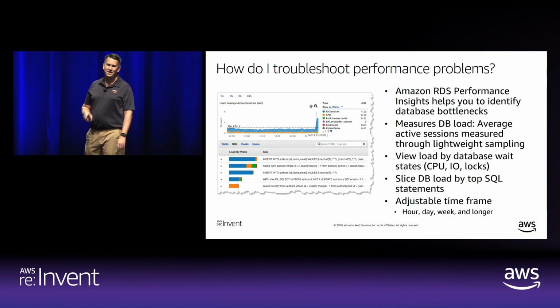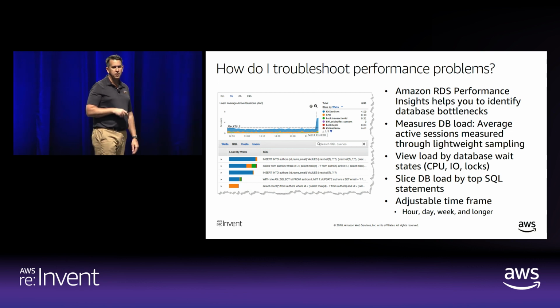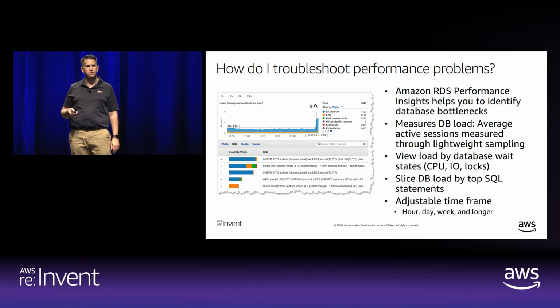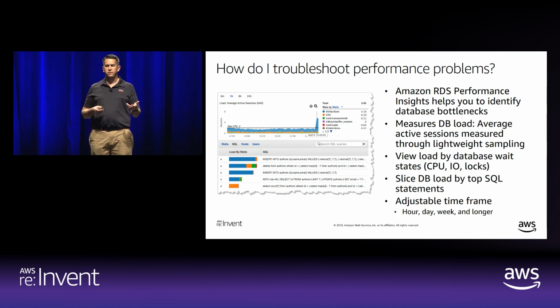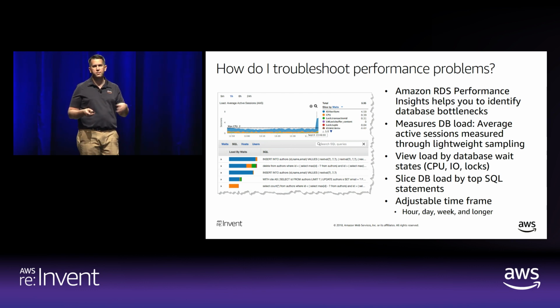SQL Server is coming. So it's available for Oracle, MySQL, MariaDB, Postgres. And what Performance Insights does is help you identify bottlenecks in your database. It does this through sampling, with an agent running on the database, looking at the queries that are running. It samples and says at this point in time, here are the queries that are running, and here's what resource they're blocked on. What are they waiting for?